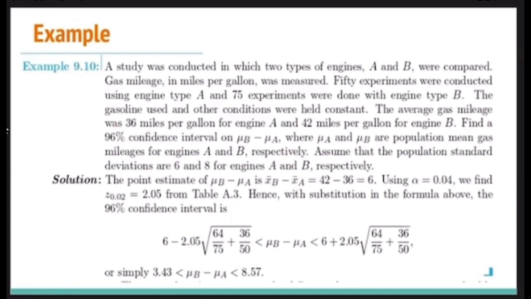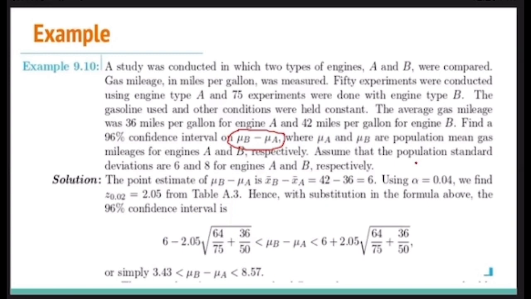I need you to pay attention to that. They needed to find the confidence interval for that. And the question now says, assuming the population standard deviations are 6 and 8 for engines A and B respectively.